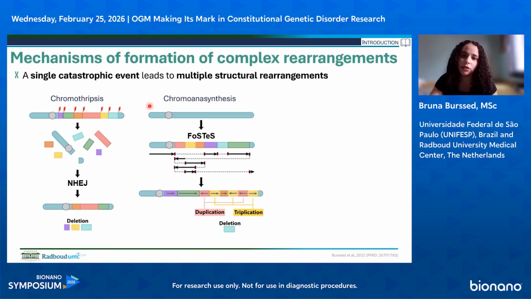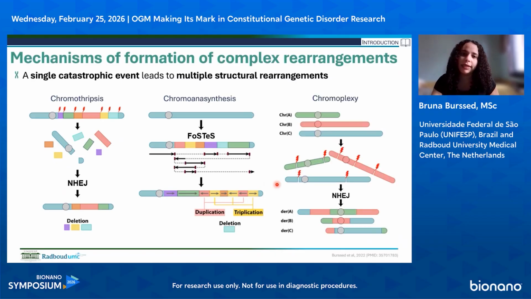The second mechanism is known as chromoanasynthesis, and just like the first one, it also involves a single chromosome that undergoes recombination through a replication mechanism, such as FoSTeS, and then forms, again, an entirely new chromosome that can present duplications, triplications, deletions, and inversions. The final mechanism, unlike the other two, is known as chromoplexy and involves 2 or more chromosomes. These chromosomes break and then are recombined through non-homologous end joining, forming new chromosomes that can present complex translocations.